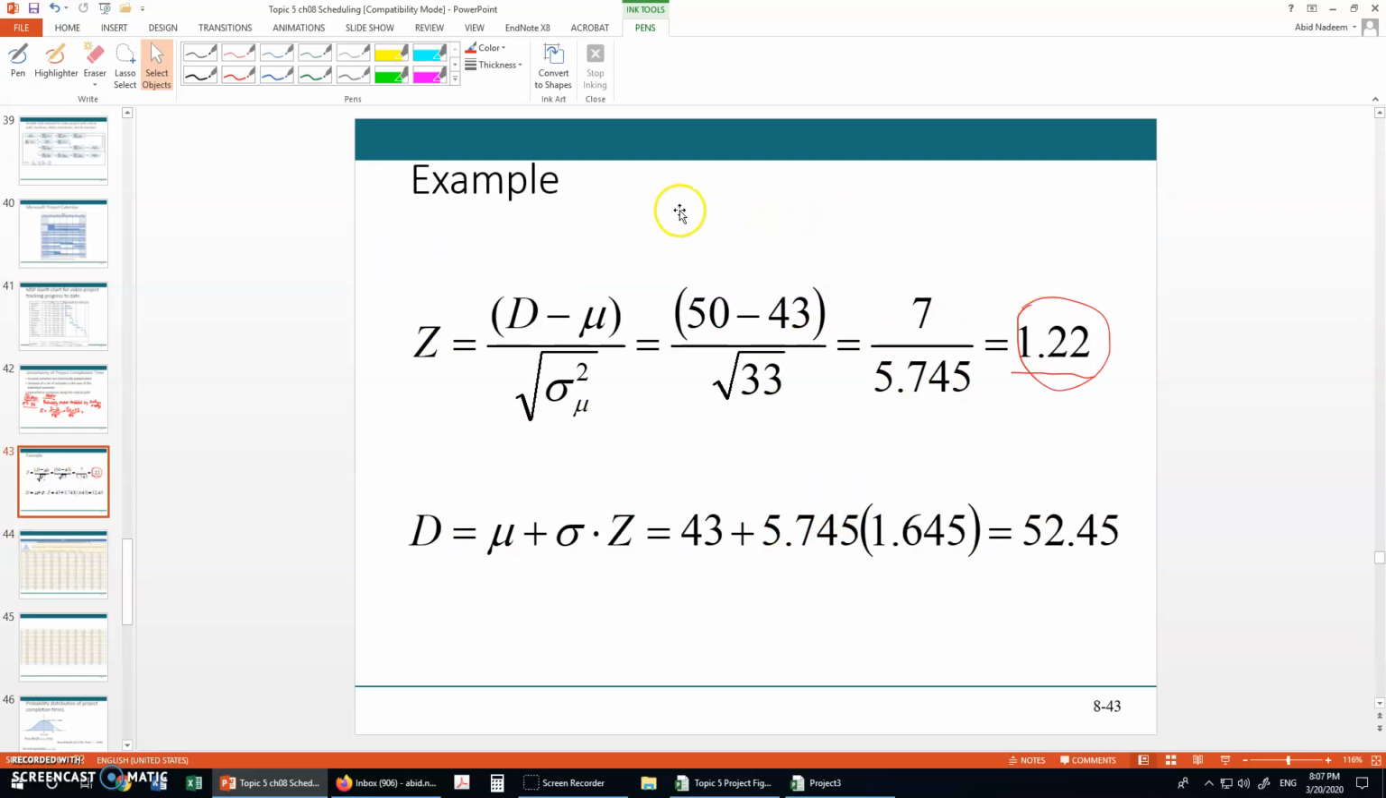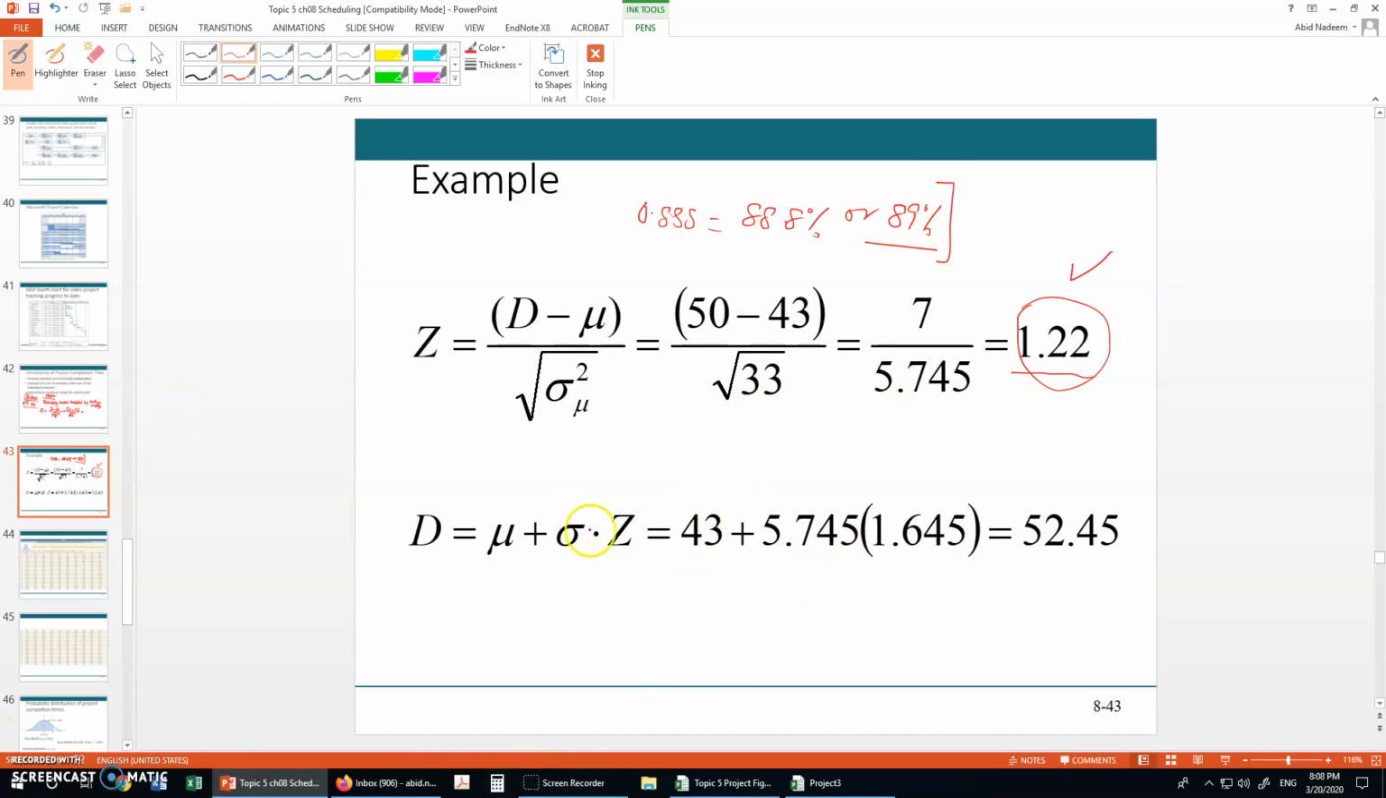0.888 means 88.8%, or about 89%, probability that the project will complete before or on the 50th day. Okay, so this is the meaning.